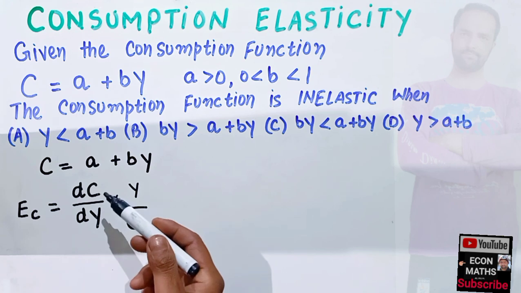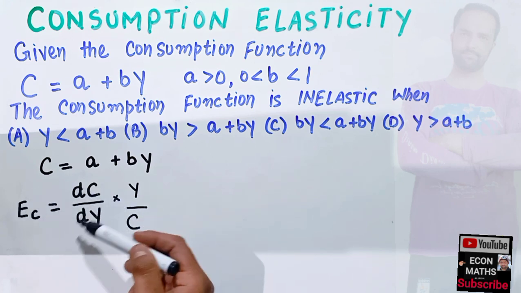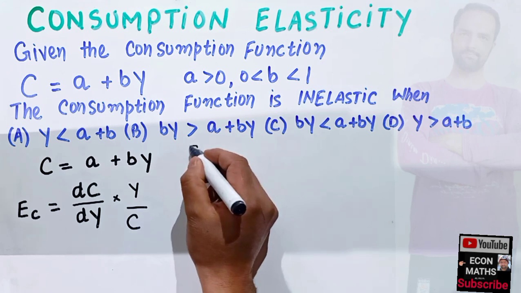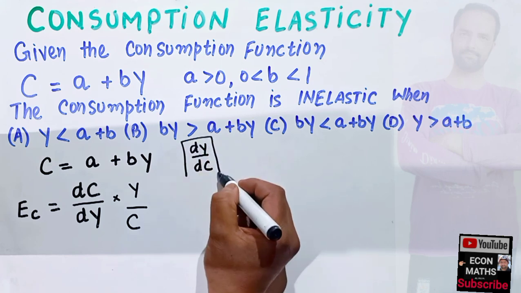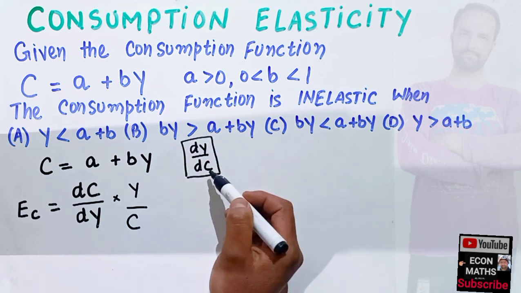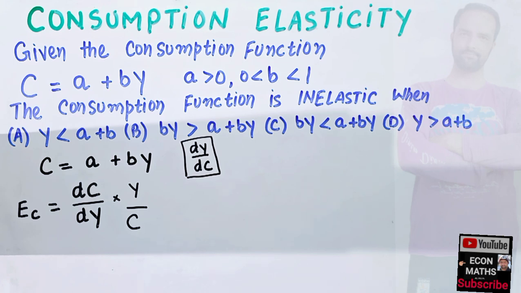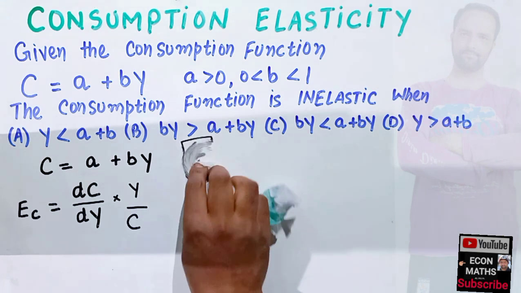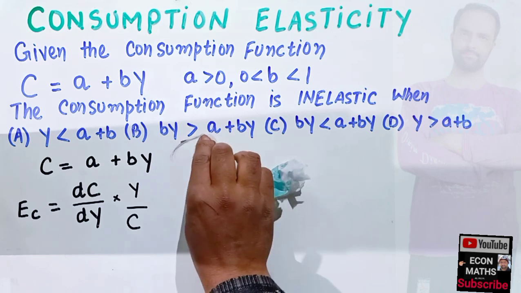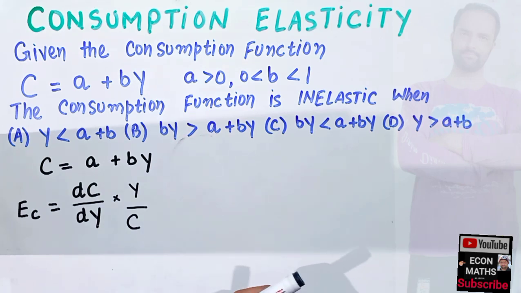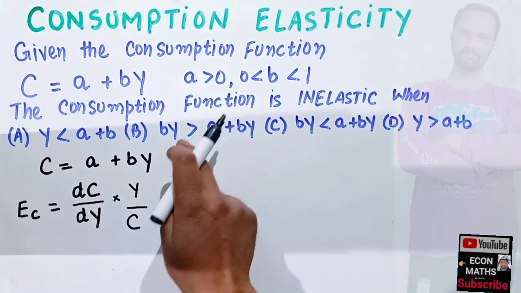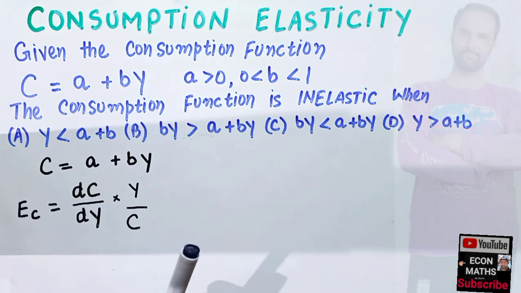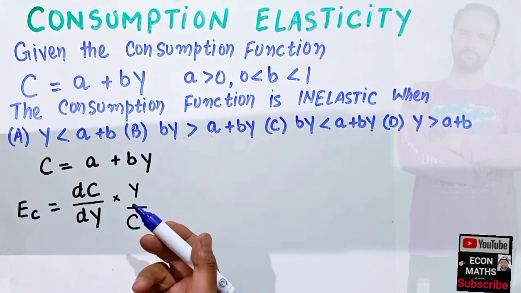In the earlier video I had taken dY upon dC as the derivative, that means change in income with respect to change in consumption, and that was perfectly incorrect. I was a little bit confused at that time, so I'm just trying to rectify this very mistake here. Thanks to Sophie Hilal Kashmiri who pointed out the mistake in the question that I solved. So this is our elasticity of consumption formula.